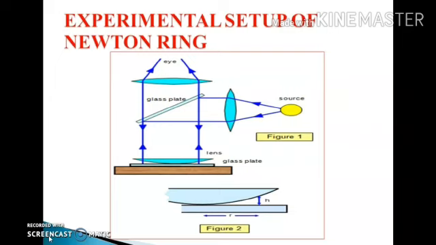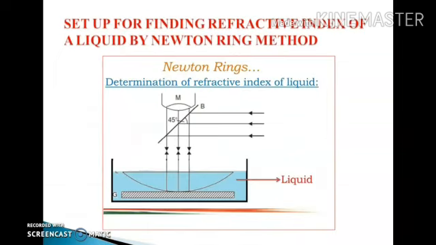Sometimes we do not get a dark ring at the center as it should be there. That may be due to the presence of some impurities or dust particles between the plano-convex lens and the glass plate. If we clean that, we will obtain the perfect pattern of Newton rings in the reflected system, and we can easily obtain the value of the wavelength of light used. As we have obtained the value of the wavelength of light used, we can also determine the refractive index of a liquid by using the Newton ring method.